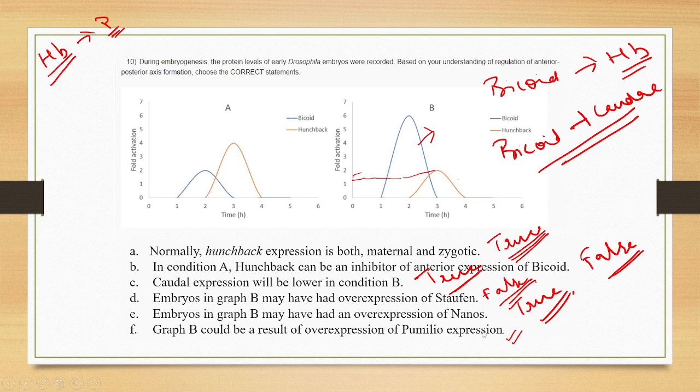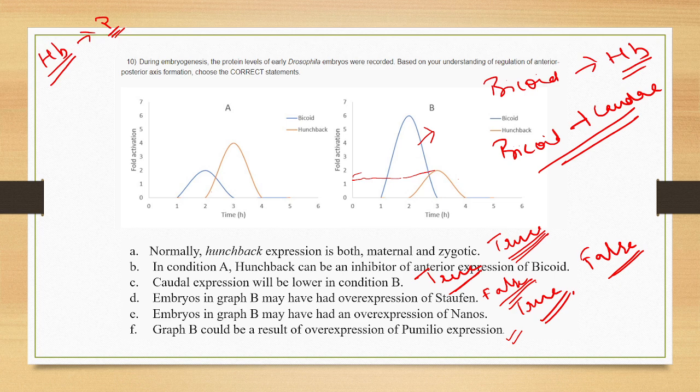Why? Because if Pumilio is overexpressed, it will inhibit the hunchback translation. Okay, because here what is written, option F. Try to understand here that graph B could be a result of overexpression of Pumilio expression. Why are they saying that graph B could be a result of overexpression of Pumilio expression? Because hunchback is getting repressed.